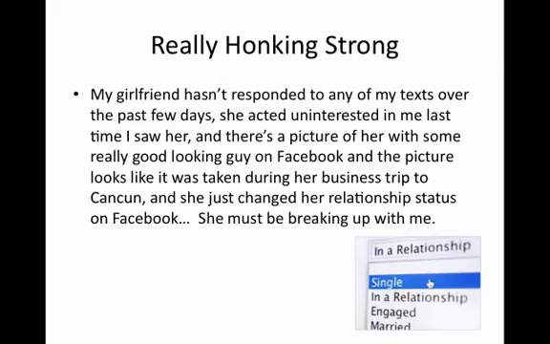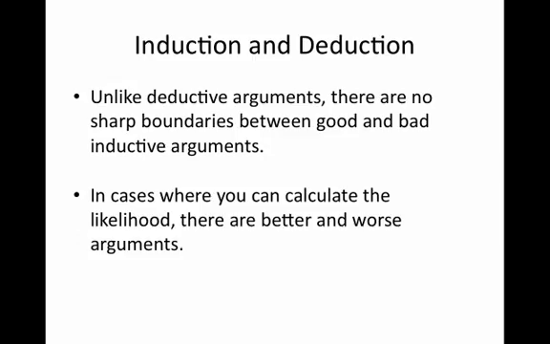With deductive arguments, however, it's all or nothing. It's either 100% or it's 0%. There is no 50% within deductive arguments. It's all or nothing. Again, with inductive arguments, there is a spectrum. There's degrees. So, unlike deductive arguments, there are no sharp boundaries between good and bad inductive arguments. In cases where you can calculate the likelihood, there's just better and worse arguments.